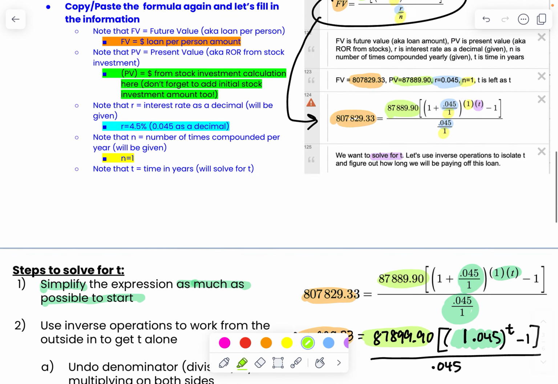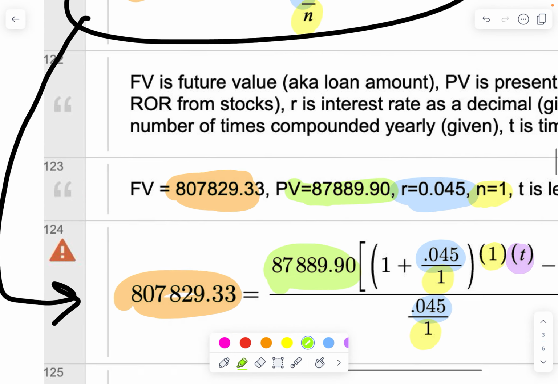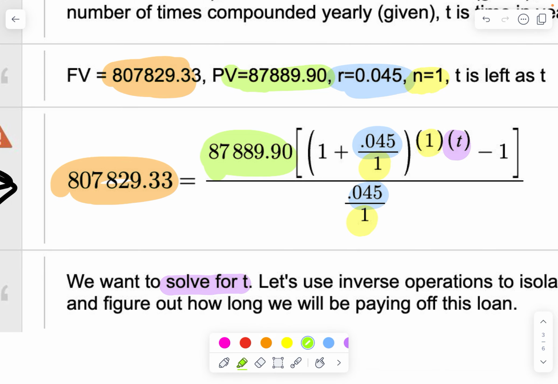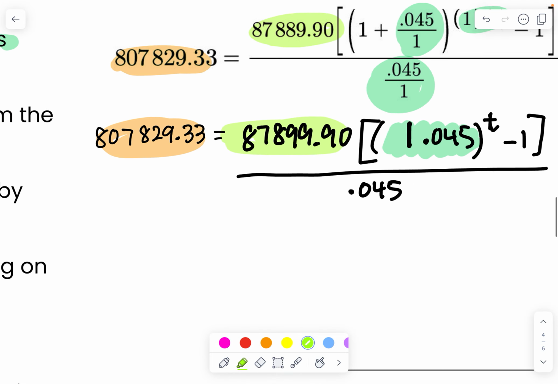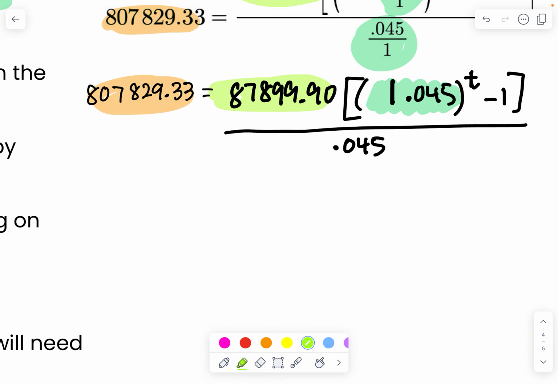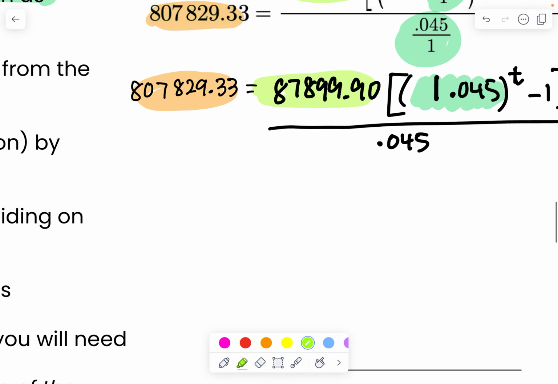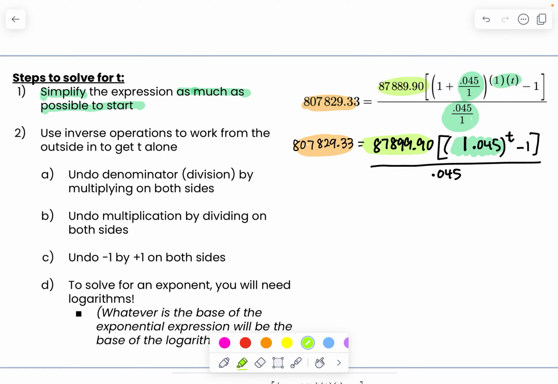So I already went from something really complicated like this, to a little less complicated when I substituted in all of my values, to now significantly less complicated because I simplified the small stuff. That's always a good rule of thumb. Then really the crux of the matter is to use inverse operations to work from the outside in to get the letter T by itself. So we all have something that looks like this. Immediately, we have to undo the denominator. This dividing by 0.045 needs to go.